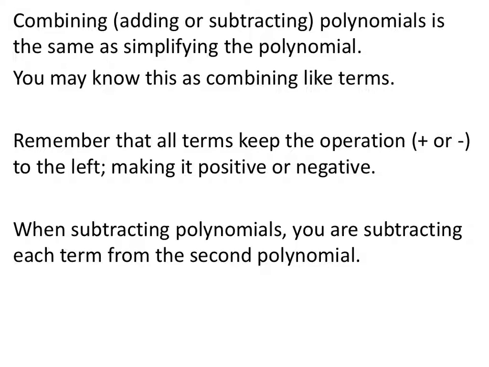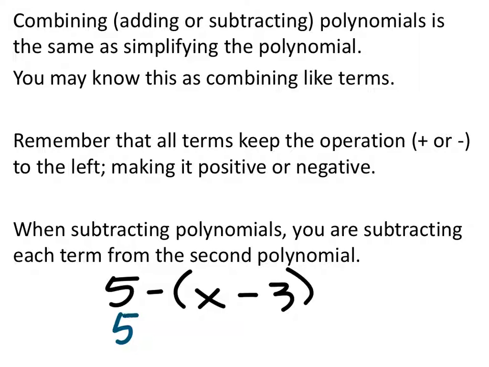Yeah, and when we subtract polynomials, we got to be careful, because if we saw something like this, 5 minus x minus 3, like this, again, we could look at that as distributing a negative 1 into the parentheses, or we could take the opposites of what's on the inside of the parentheses. So the opposite of x is negative x, and the opposite of negative 3 is positive 3. It really depends on how you prefer to look at it, okay?